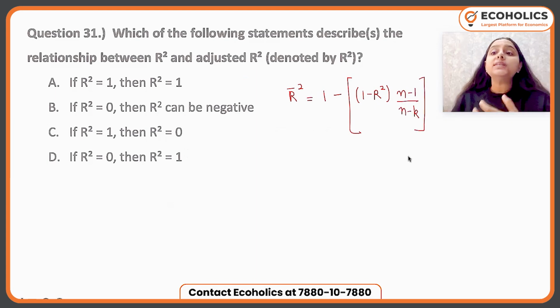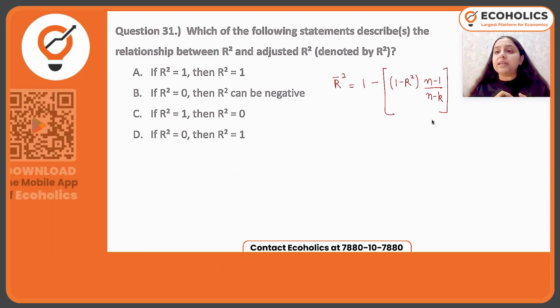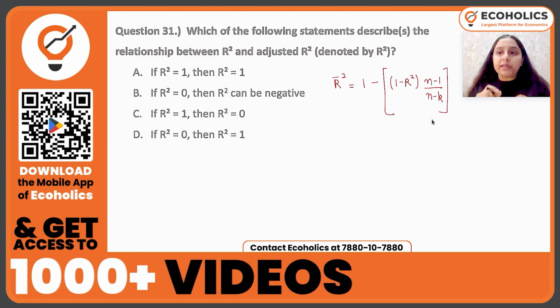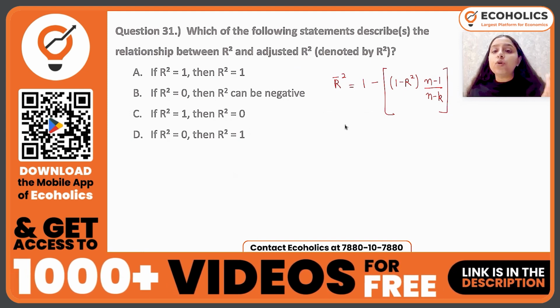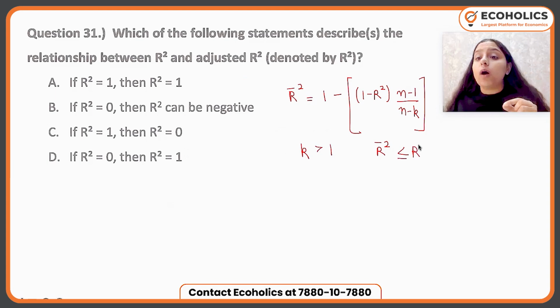Now, what is the difference between R square and adjusted R square? Adjusted R square imposes a penalty if you keep on adding more explanatory variables. You add more explanatory variables, R square will increase, the ESS will improve, but only at the cost of a decrease in degrees of freedom. So it imposes a penalty for that. Eventually, whenever k is strictly greater than 1, the adjusted R square will be less than or equal to R square.